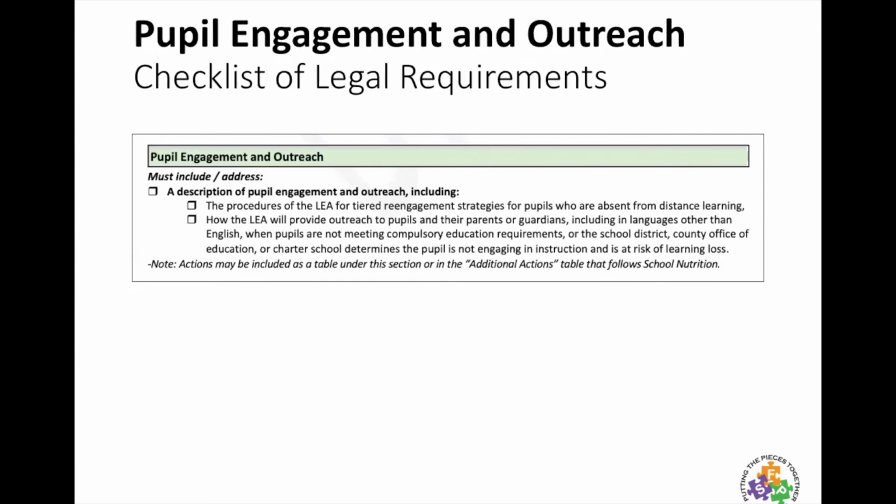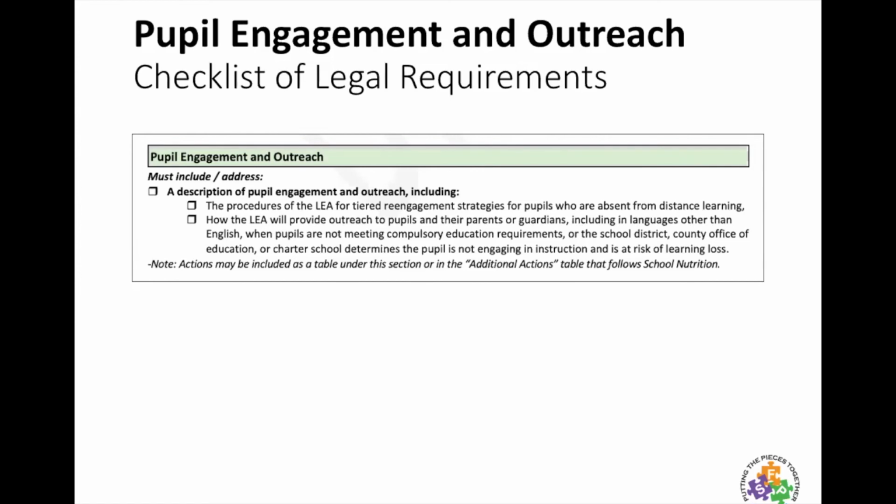So here we see the screenshot of the pupil engagement and outreach section from the checklist of legal requirements. So for this area, LEAs must describe their student engagement and outreach process. In this description, LEAs must include their procedures for tiered re-engagement for students who are absent from distance learning. LEAs must also describe how they will provide outreach to students and their parents or guardians, including in languages other than English, when students are not meeting compulsory education requirements, or the LEA has determined that the student is not engaging in instruction and is at risk of learning loss.